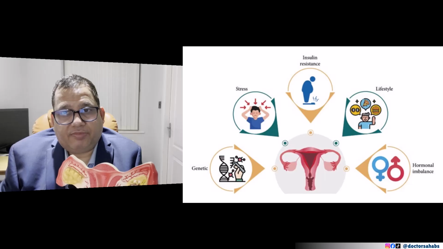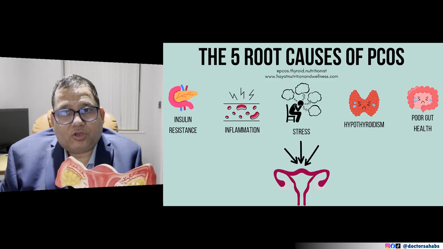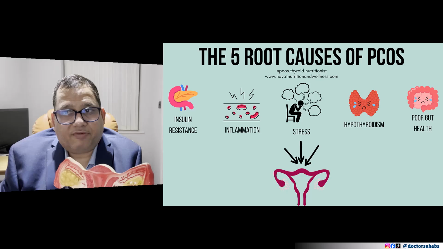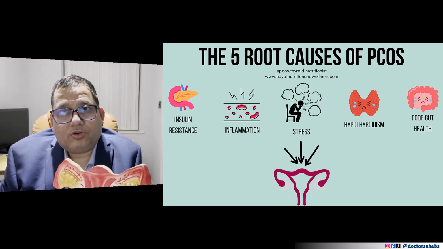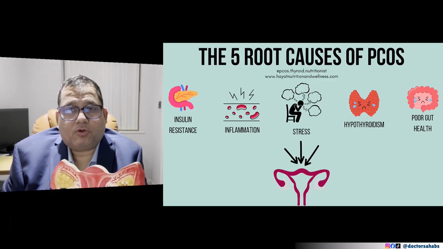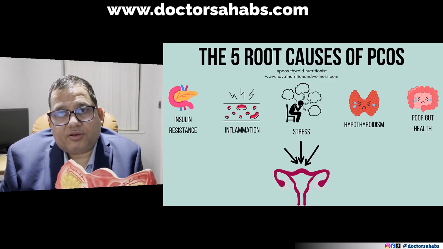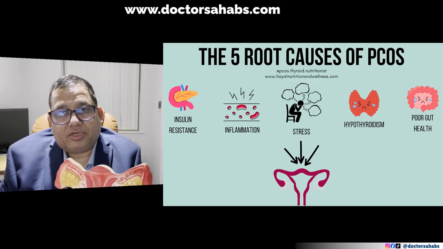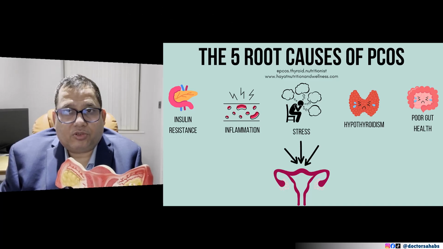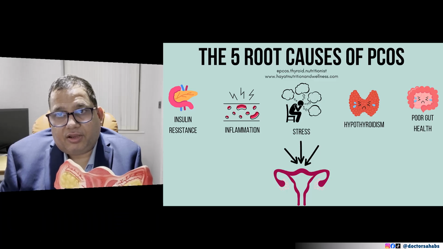Many females with PCOS are resistant to the action of insulin in their body, so their body produces a higher level of insulin to perform the action. Insulin is a hormone that controls the sugar level. But many of the females are resistant to the action of insulin, so that's why their insulin level is high.